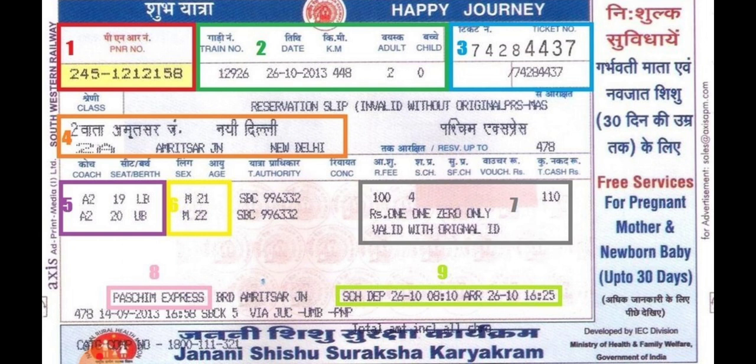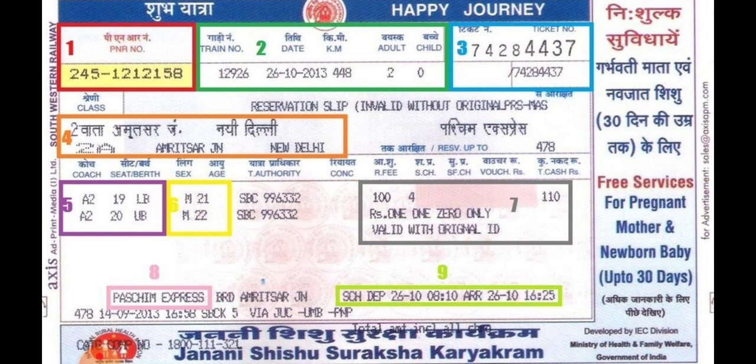Later on we'll see from where to where the train is running. And from that detail you can also see that adults are traveling, that is above the age of 18, and there are no children traveling with this ticket. So that is the detail in column number 2: train number, date, kilometer, that is how much distance the person carrying this ticket is traveling, and how many are traveling, whether they are adults or children. All those details you will get from column number 2.